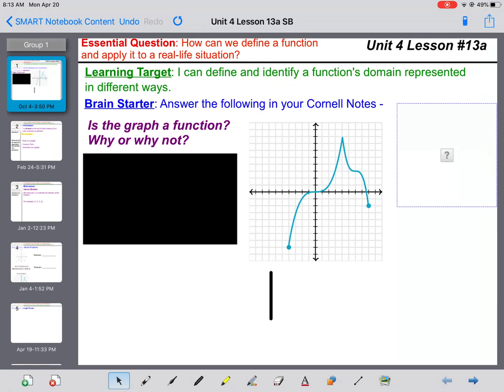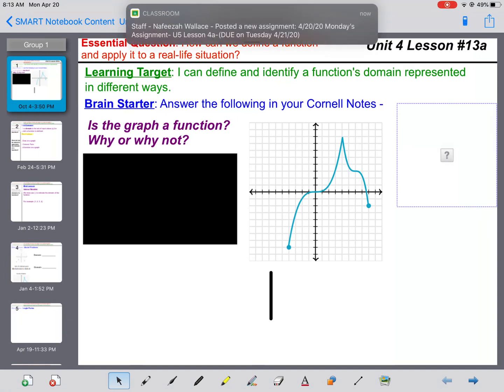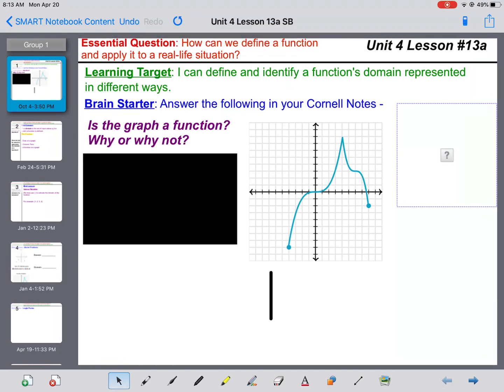But now it's time for us to get back to work and move on to a new math lesson and continue on with functions. Okay, so we're going to continue with the EQ. How can we define a function and apply it to a real life situation? Today's learning target is I can define and identify a function's domain represented in different ways. Okay, and we're going to talk specifically about a function's domain. So that's going to be the key word for us today.